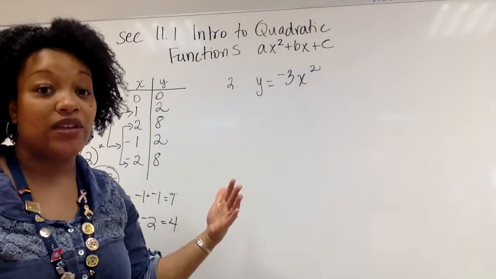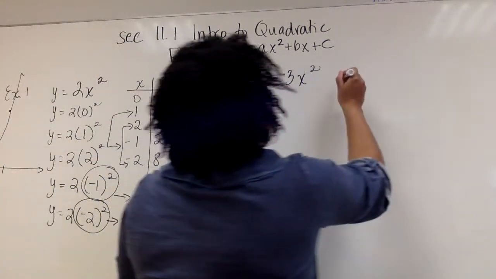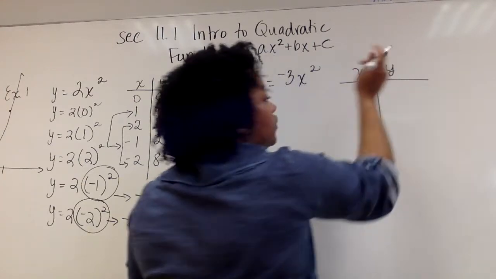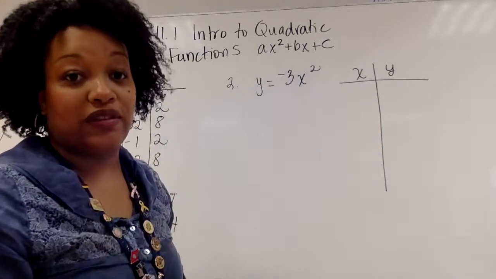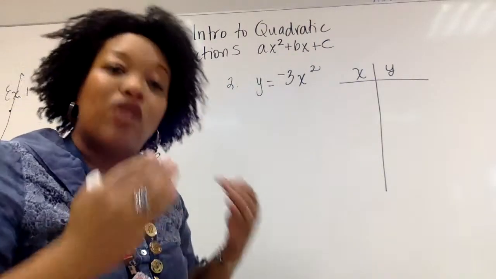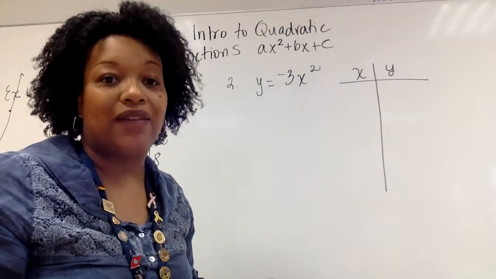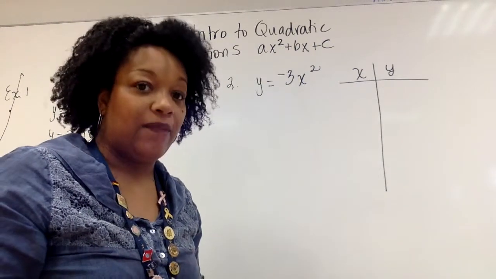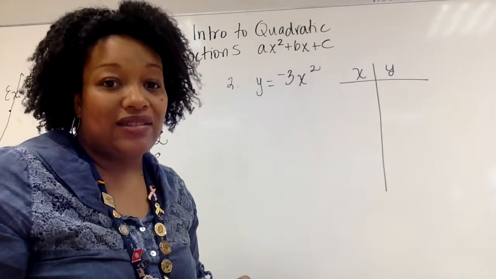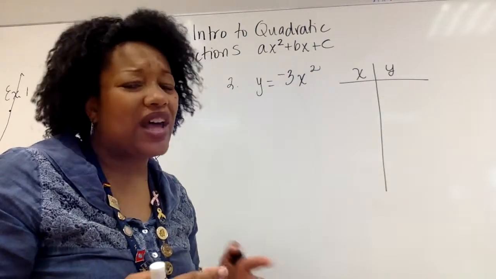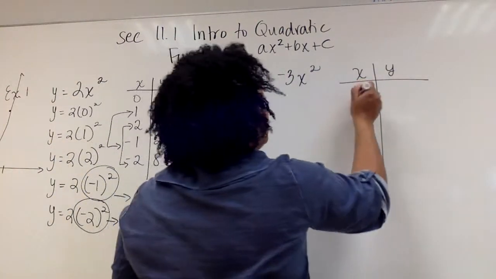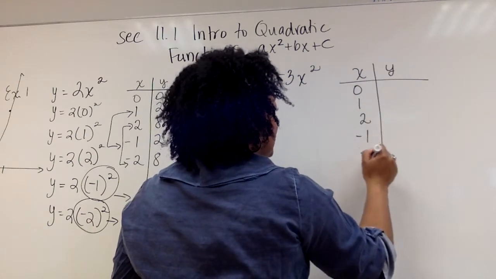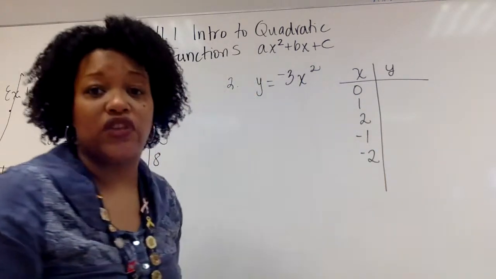So let's start where we did with example 1. You set up your XY table. Remember those X values that I used over in example 1? We're going to use the same ones for example 2. Try your best to always use the same X values. If you can't, fine. If you have fractions, you may want to change. But other than that, let's always use 0, 1, 2, and then negative 1 and negative 2. You can't go wrong with those.